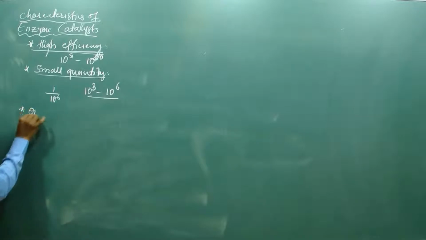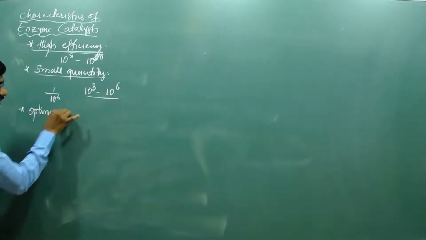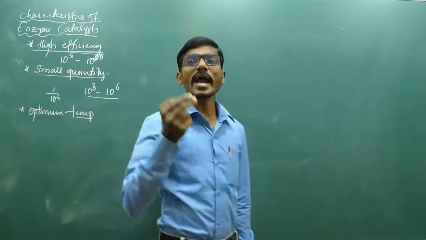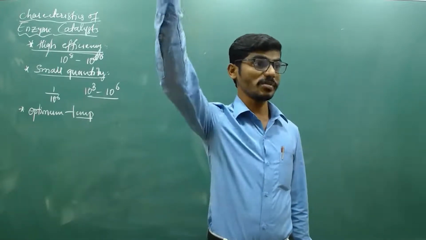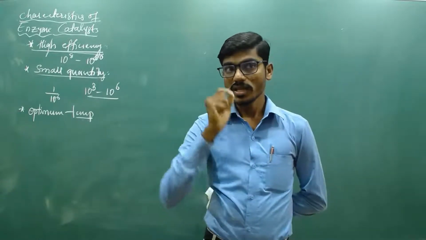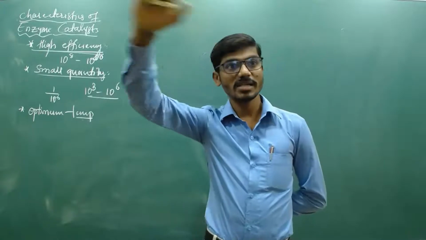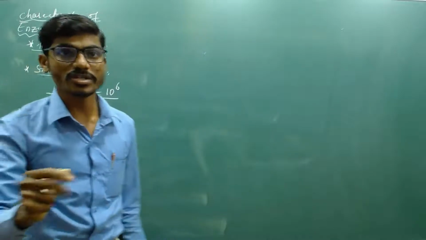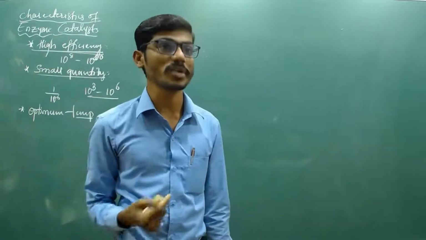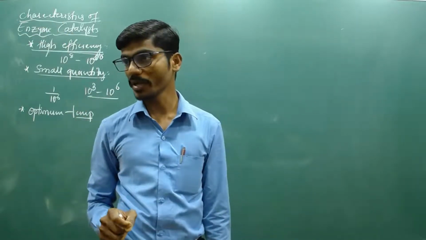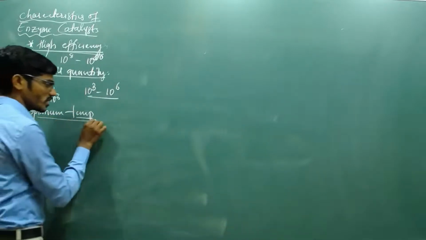And the third one is optimum temperature and optimum pH. Optimum temperature means the catalytic activity of an enzyme becomes maximum at a particular temperature. The activity of an enzyme becomes maximum at a particular temperature known as the optimum temperature, the temperature at which the enzyme shows its maximum ability. The rate increases to the maximum extent at a certain temperature. That temperature is called the optimum temperature.